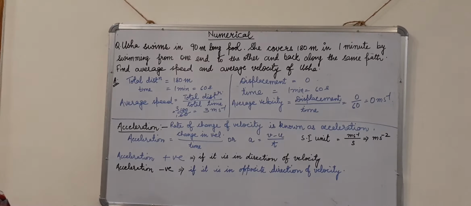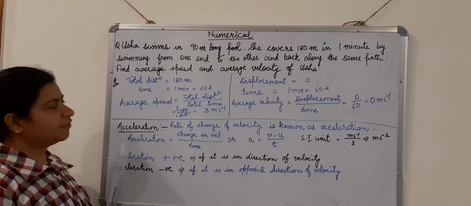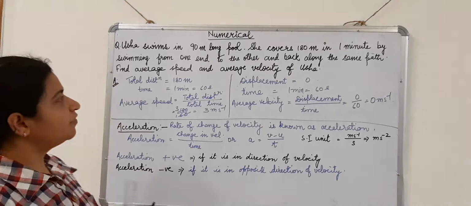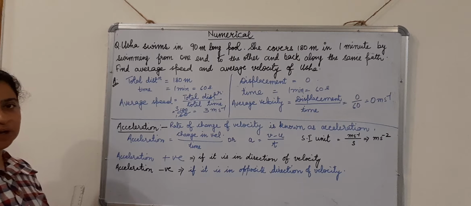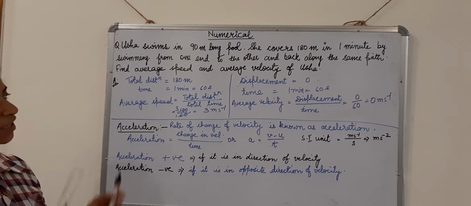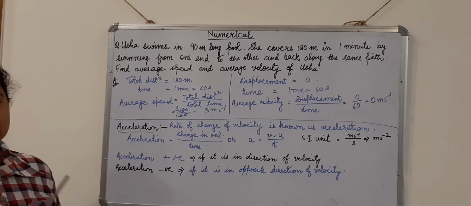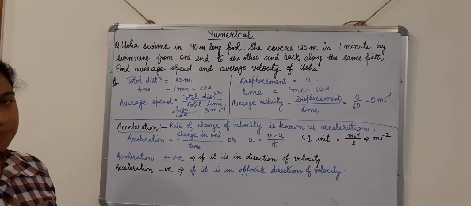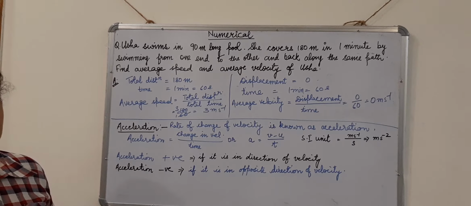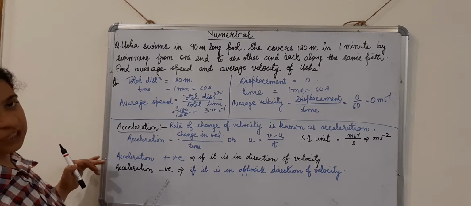Children, in our previous video, we did the numerical related to average speed. Today I have taken a numerical in which we are going to find out the average speed as well as average velocity. This numerical is from your NCERT book itself. Just pay attention now.